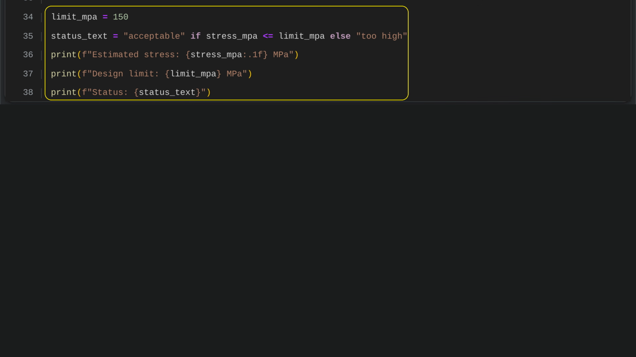Set the allowable stress limit to 150 megapascals. Then compare the beam's calculated stress against that limit. If the stress is at or below the limit, the design is acceptable. Otherwise, the stress is too high. The output reports the estimated stress to one decimal place, the design limit, and the resulting status.